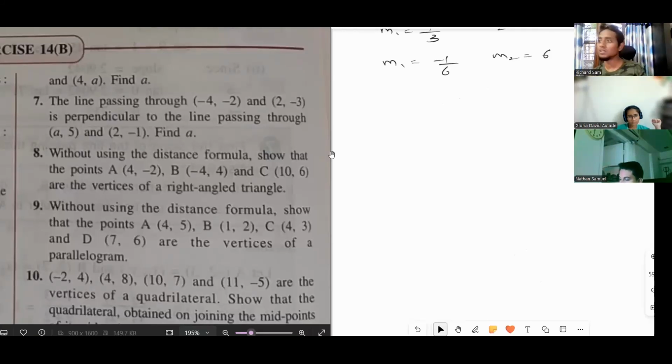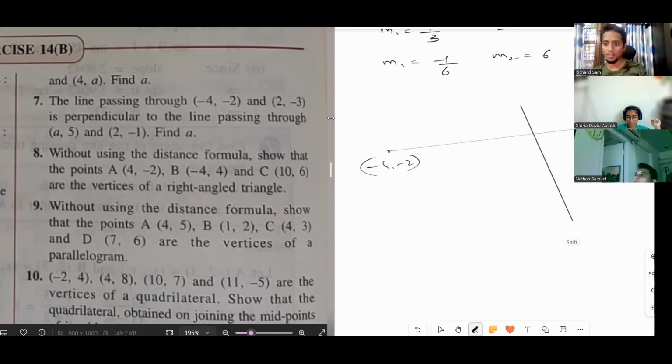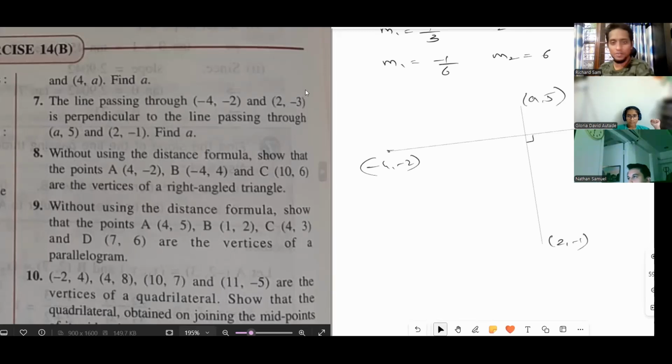Okay, there are two lines. There's one line and you have the 2 points, (-4, -2) and (2, -3). So the line passing through these 2 points, that's what we drew, is perpendicular to a line passing through (a, 5) and (2, -1). Always draw diagrams, it becomes easy. Alright, so we have to find this A.